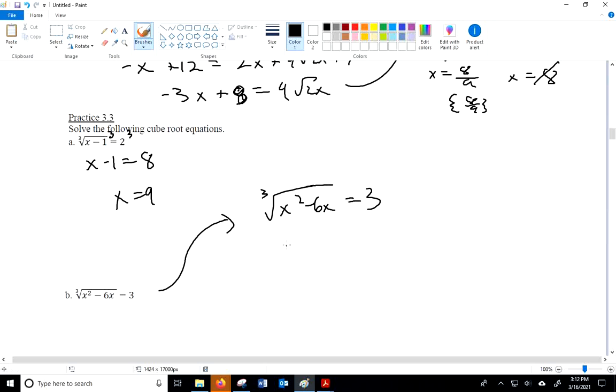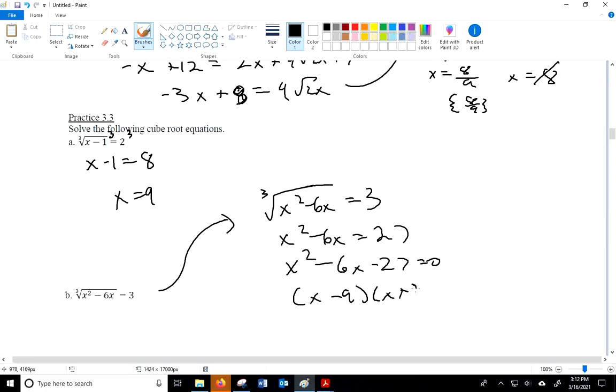We cube both sides here. You get x squared minus 6x. 3 cubed is 27. So I end up having to solve this quadratic. And you get x equals 9 and negative 3, excuse me. And they're both going to work, because the cube and cube root are perfect inverses. And that's it for this lesson.